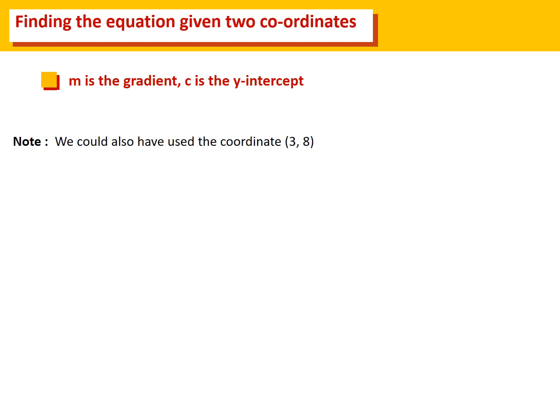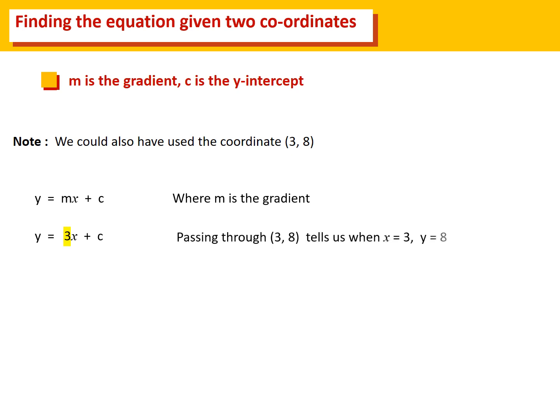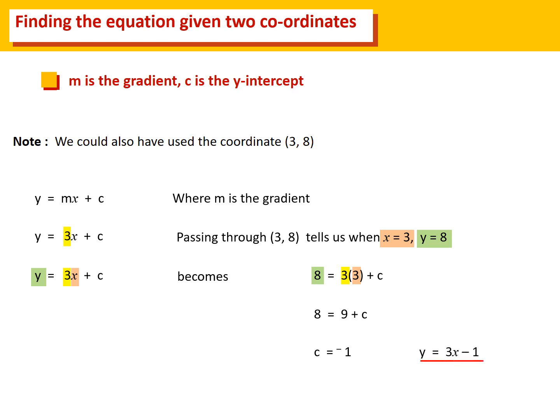And just note for completion, had we used the second coordinate 3, 8 rather than 1, 2, you'll see, and I'll go through this reasonably quickly, that when you substitute the values in, y is 8, x is 3, you end up with exactly the same value of c of negative 1, and hence the very same equation.